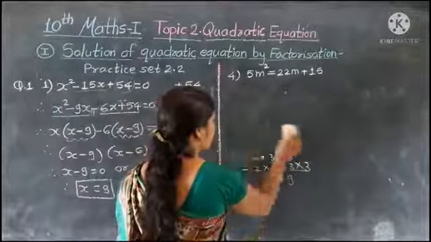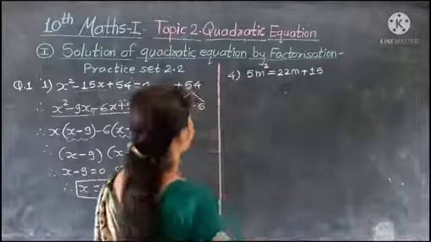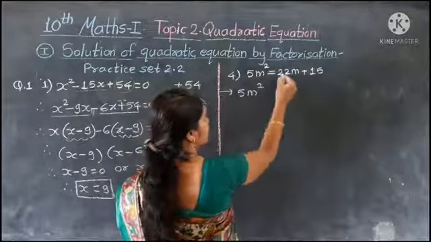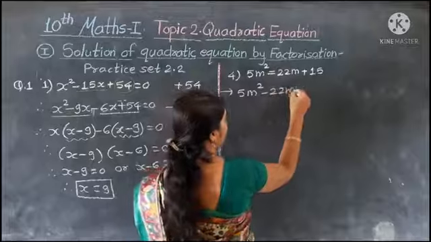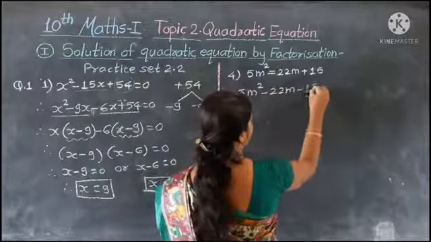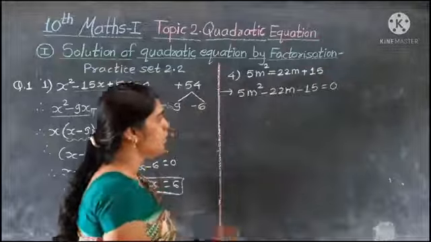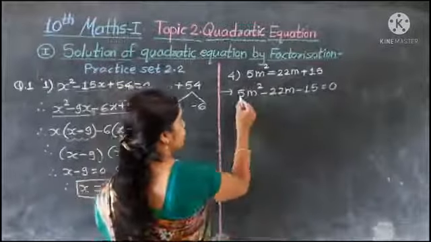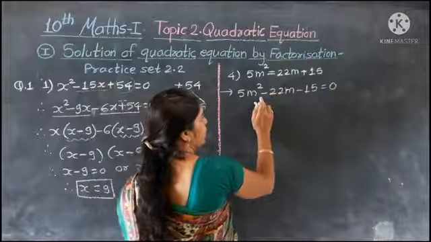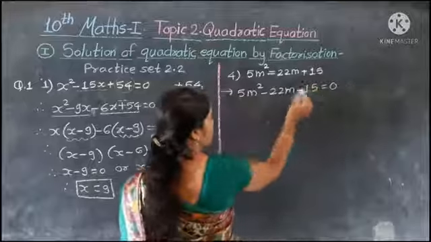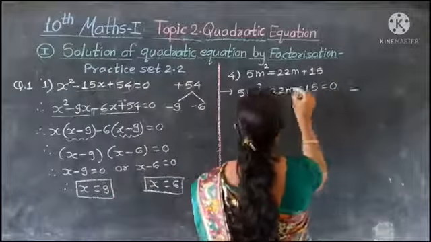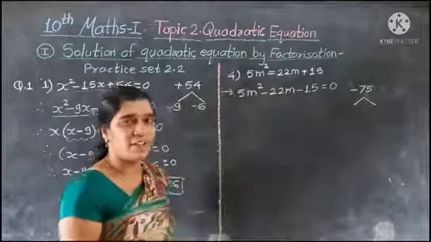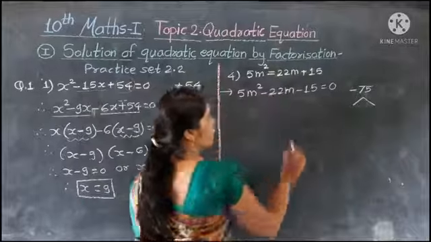Similarly, see the second example. Here first step, you take 5m square on the LHS minus 22m minus 15 is equal to 0. If there is a common term, take it common. There is no common term. So here see 5m square minus 22m minus 15 is equal to 0. 15 5s are 75. We have to make factors of 75 such that its subtraction becomes 22.